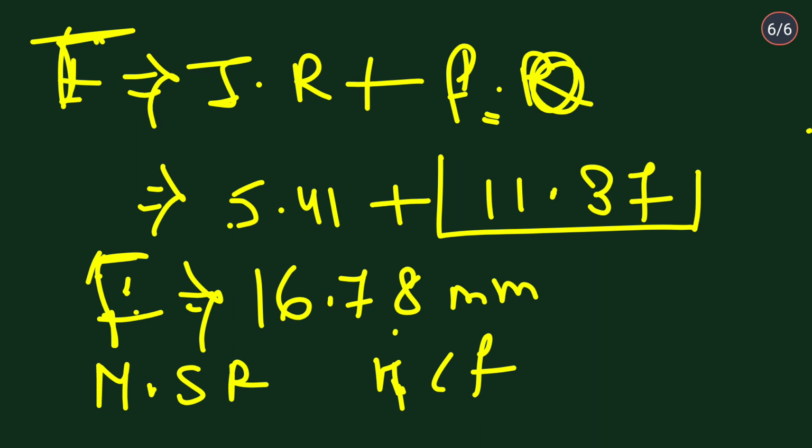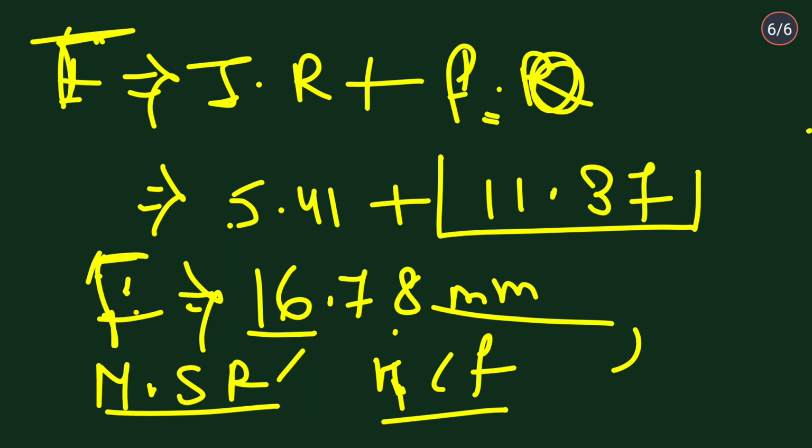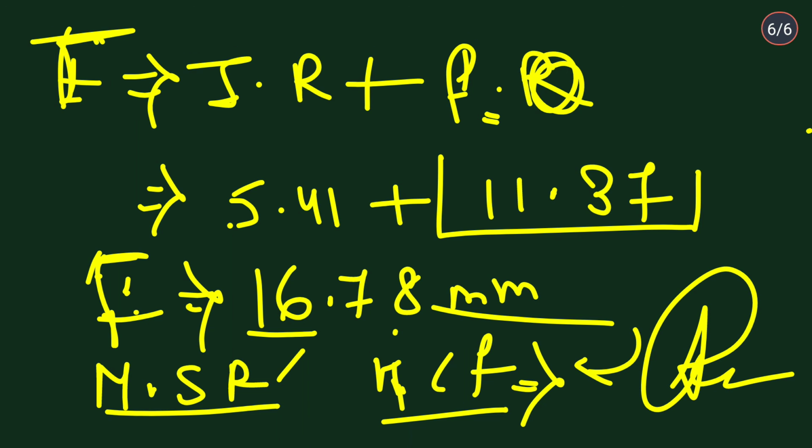The number before the decimal place, 16, will be the main scale reading, and after the decimal place is 78, that is the head scale division. Hence our answer is solved.